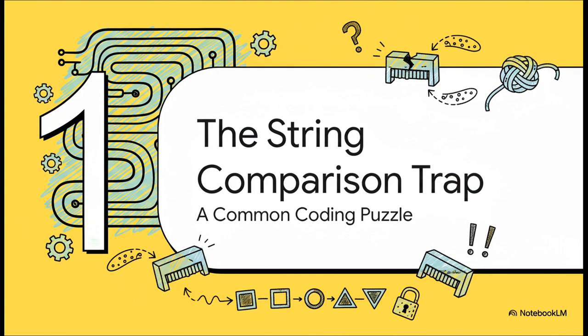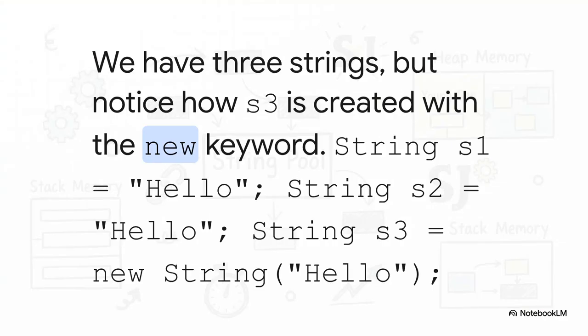Okay, first up, the string comparison trap. This is one of those classic Java gotchas, the kind of thing everyone runs into sooner or later. But once you understand this, everything else about strings just clicks into place. So let's set the scene with this little piece of code.